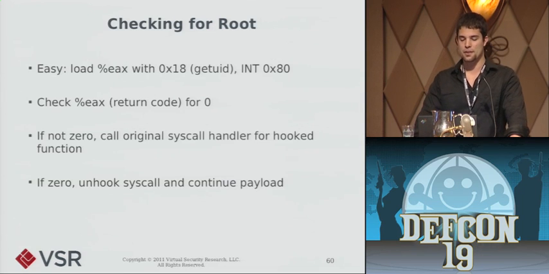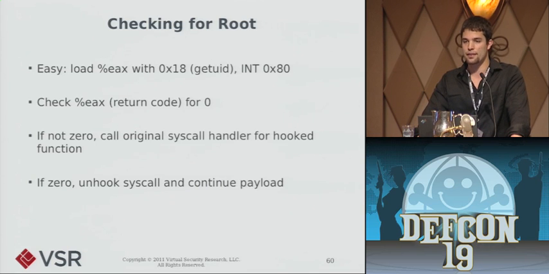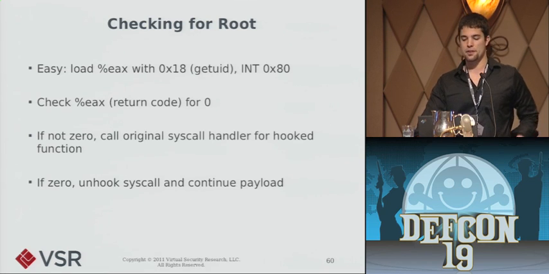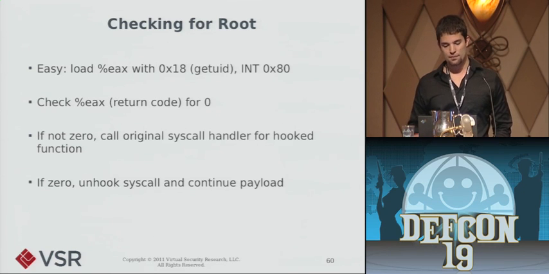So now back to the actual challenge. We wanted to see if our process is owned by root. All you need to do is load the EAX register with the syscall number for getUID and call int80. It's really easy. Then you can just check the return code. If it's 0, then we know our process is owned by root and we'll carry on. If it's not 0, then we'll just send that process along and have it call the original syscall handler that we hooked. So it just does whatever it was intending to do and keeps going.